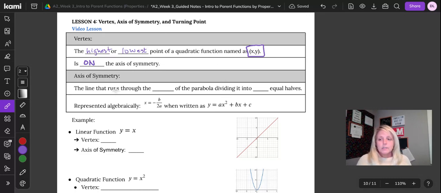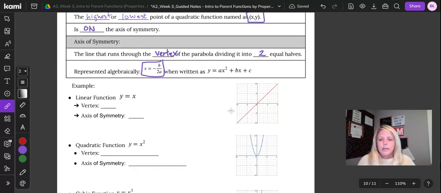Now, the axis of symmetry is the line that runs through the vertex of the parabola, dividing it into two equal halves. It is represented by the equation negative b over 2a, when your function is written in standard form, ax squared plus bx plus c. So you're going to take the a, the b, and the c, the coefficients in front. Remember, if you have an x with no number, it's a 1. If you don't have an x squared, that coefficient is 0.